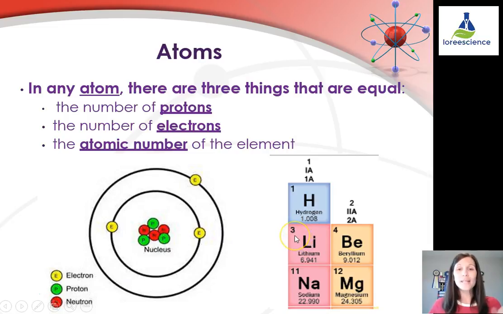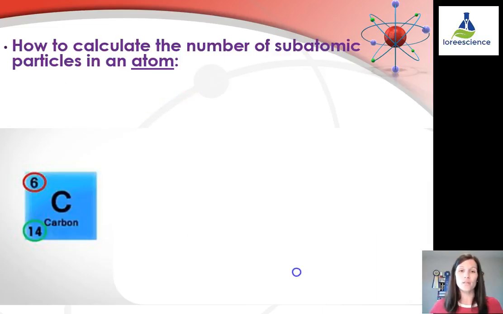Okay, the atomic number is like the thumbprint of an element. That tells you how many protons. You cannot change the number of protons, otherwise you have changed what that element is. Okay, if we look at sodium, it has the atomic number of 11. Therefore, an atom of sodium has 11 protons and 11 electrons.